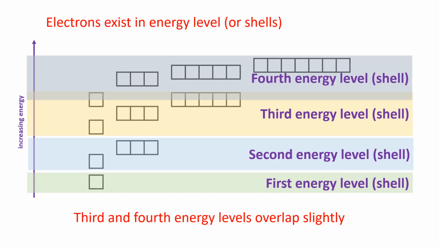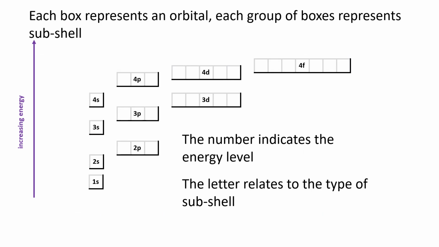In this diagram, each box represents an orbital, and each group of boxes represents a subshell. Subshells are grouped in energy levels. We will look at the third and fourth energy levels in more detail in a future video. Diagrams like this can be used to show the electron configuration of different atoms. The number indicates the energy level, the letter relates to the type of subshell.